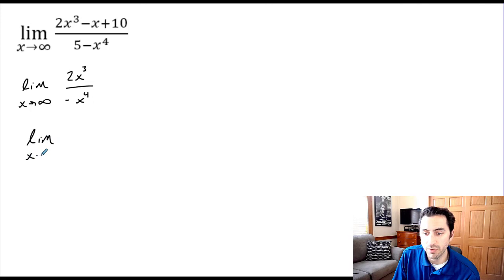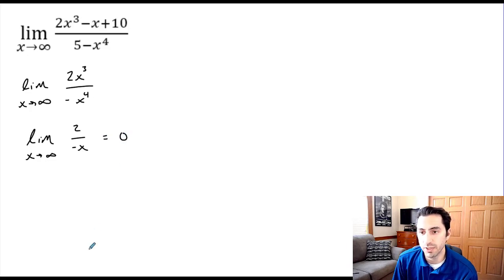So this is equivalent to the limit as x approaches infinity of 2 over negative x. And here's our basic limit property. As x gets very, very large, this is going to approach 0. So our limit is equal to 0 here.